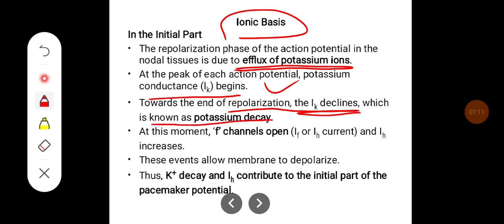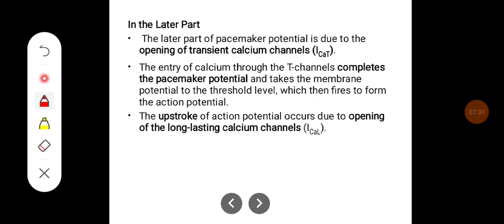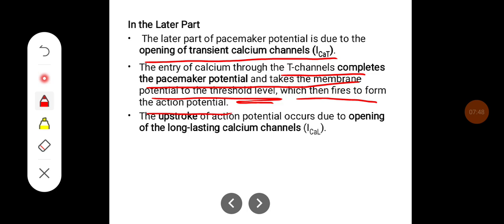So at this moment, funny channels open, and funny channel current increases. So these events allow the membrane to depolarize. Thus potassium decay and the funny current contribute to the initial part of the pacemaker potential. The later part of the pacemaker potential is due to the opening of the transient calcium channels. The entry of calcium through T channels completes the pacemaker potential and takes the membrane potential to the threshold level, which then fires to form an action potential.